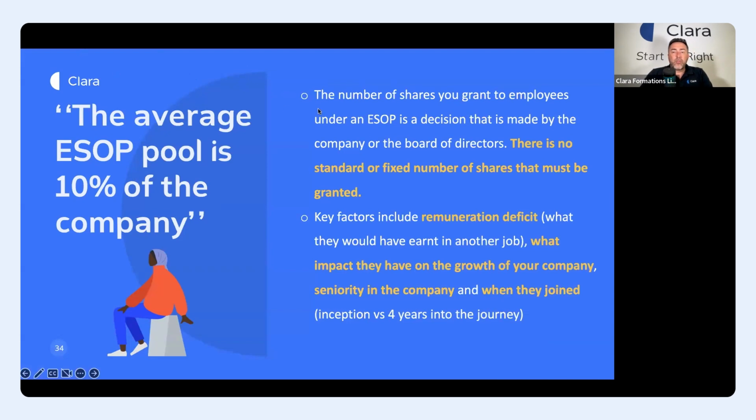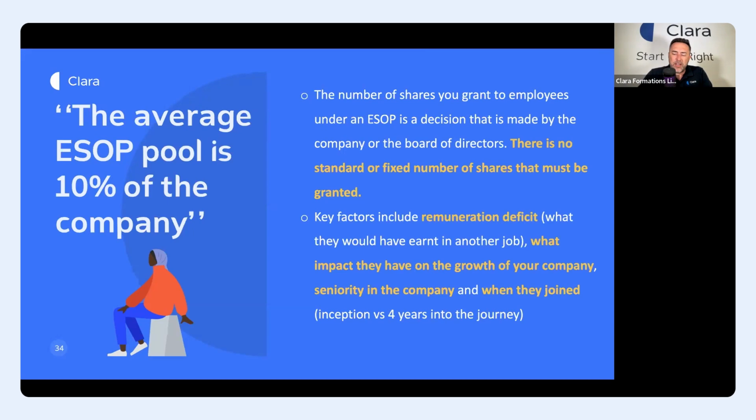Now, the number of shares you grant in an ESOP is really up to you, and it's up to the board. There's no standard, there's no fixture, there's no situation where you read a book and it says you must do this. When I say 10%, it's because we've got over 1,500 startups, and we've seen how the average is. We've seen what kind of pools get generated on day one.